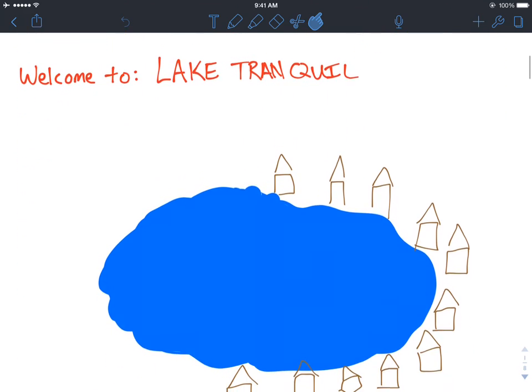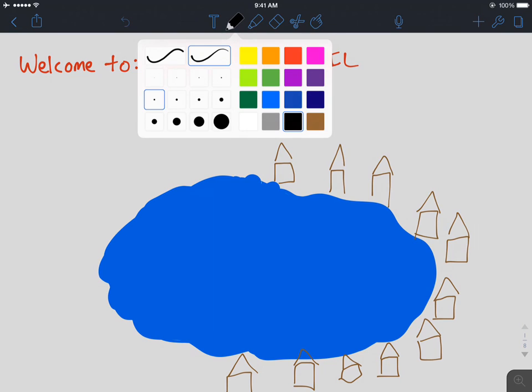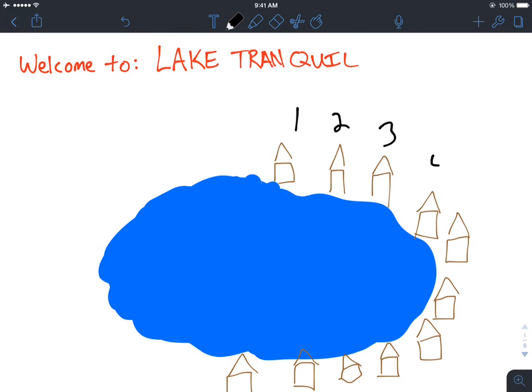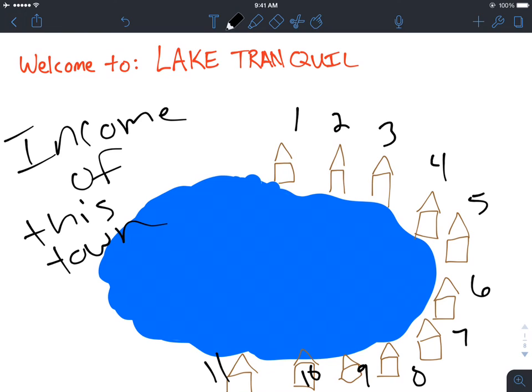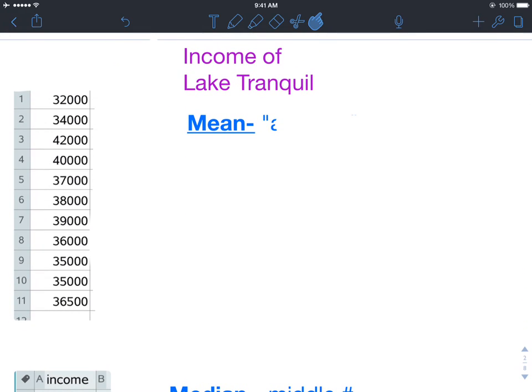Alright, welcome to Lake Tranquil. As of right now, there are a total of 11 houses on Lake Tranquil. You are doing a news report and you want to talk about the income levels of this town. Since it's a small town, we're going to go from door to door and ask everyone how much they make. And we compiled the 11 houses listed in this table right here.